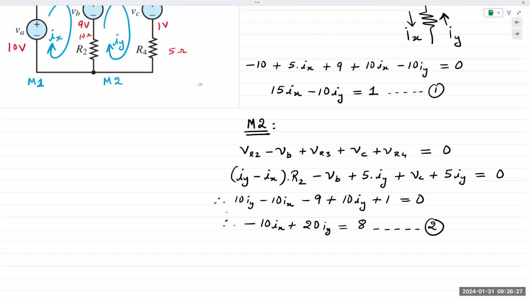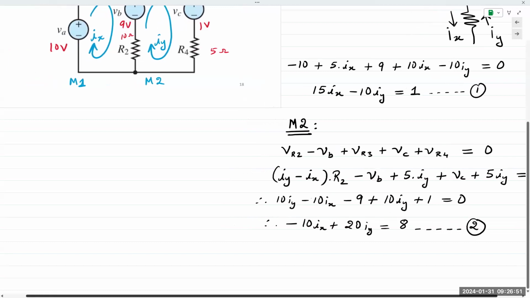2 unknown variables, I need at least 2 equations. If I had 3 unknown variables, I would write a third KVL equation, and then I would have 3 equations to solve. But 2 unknown variables, IX and IY, 2 equations, solve them with any method you want. These values are simple enough. I can do them by hand.